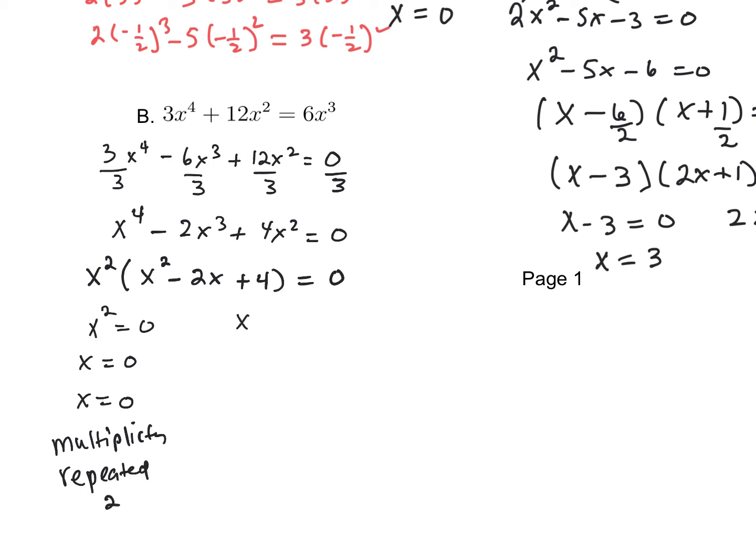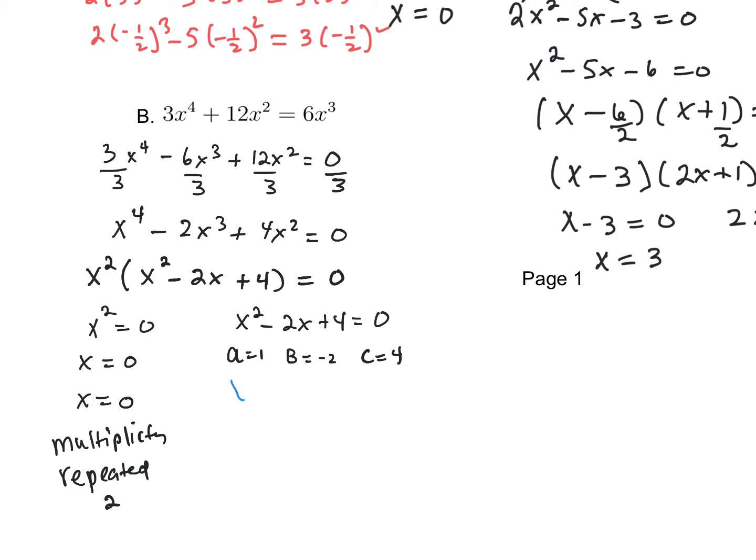Now, the x squared minus 2x plus 4 equals 0 is interesting. If I find the factors of 4, we have 4 and 1, 2 and 2. So it's not going to work. So I think this is going to be a complex number, or it might be an irrational number. So we're going to use the quadratic formula. So a equals 1, b equals negative 2, and c equals 4.